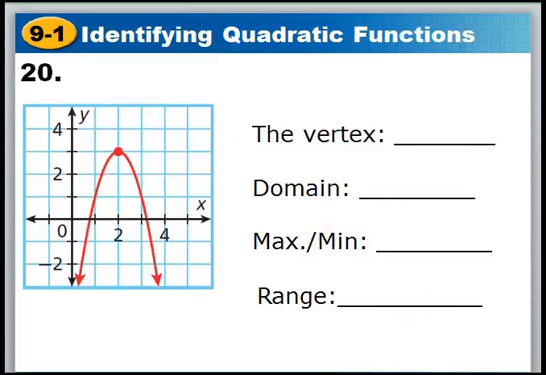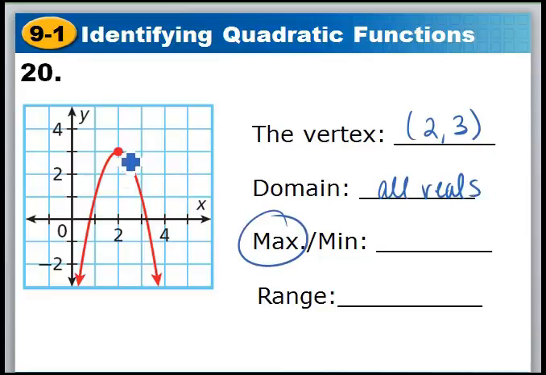In this last problem, I have this picture given, and this picture has the point (2, 3). So it has a vertex (2, 3). It has a domain of all reals. It has a maximum value, and that maximum value occurs at 3. The 3 is significant for the range. The y is no bigger than 3, so it's going to be less than or equal to 3.